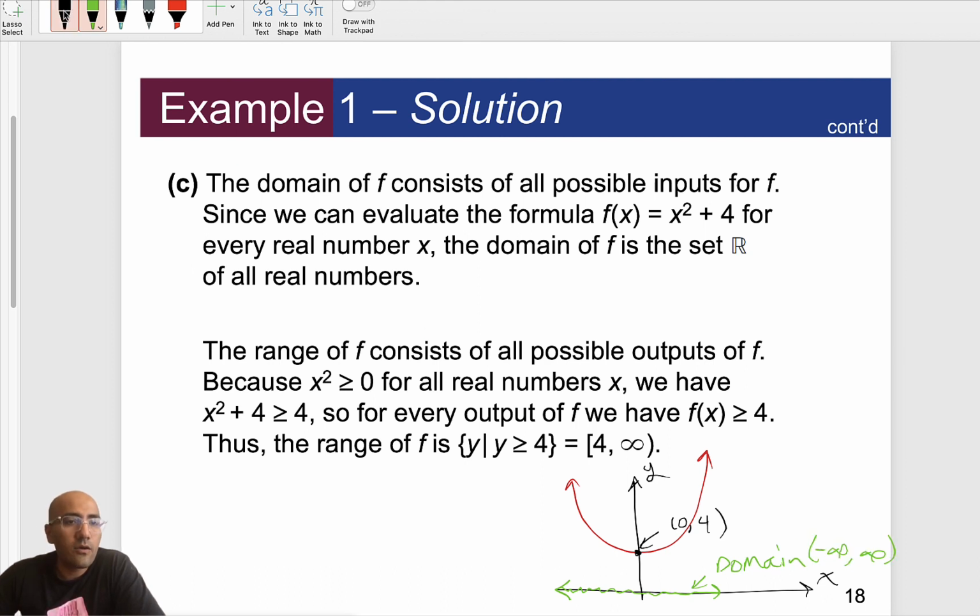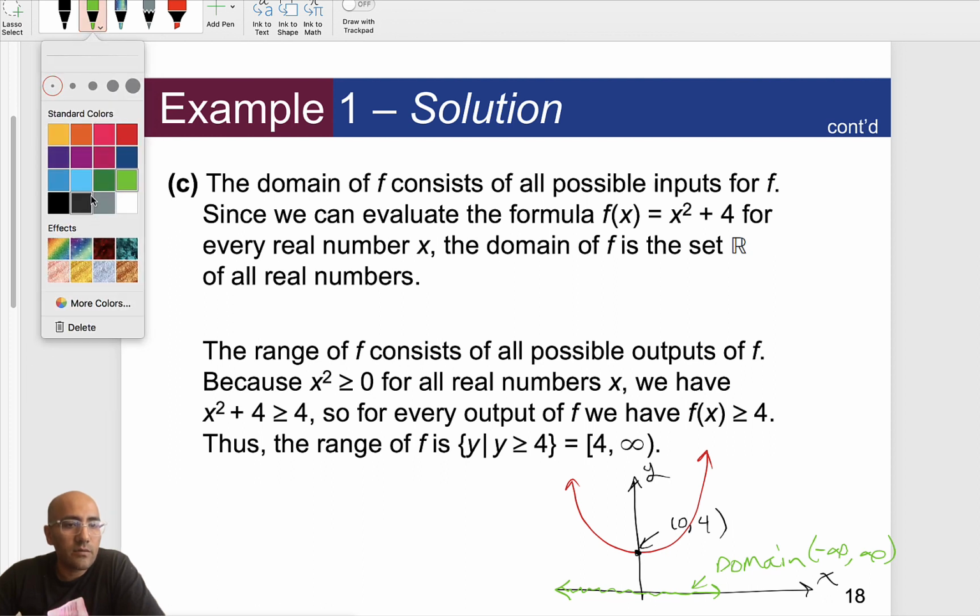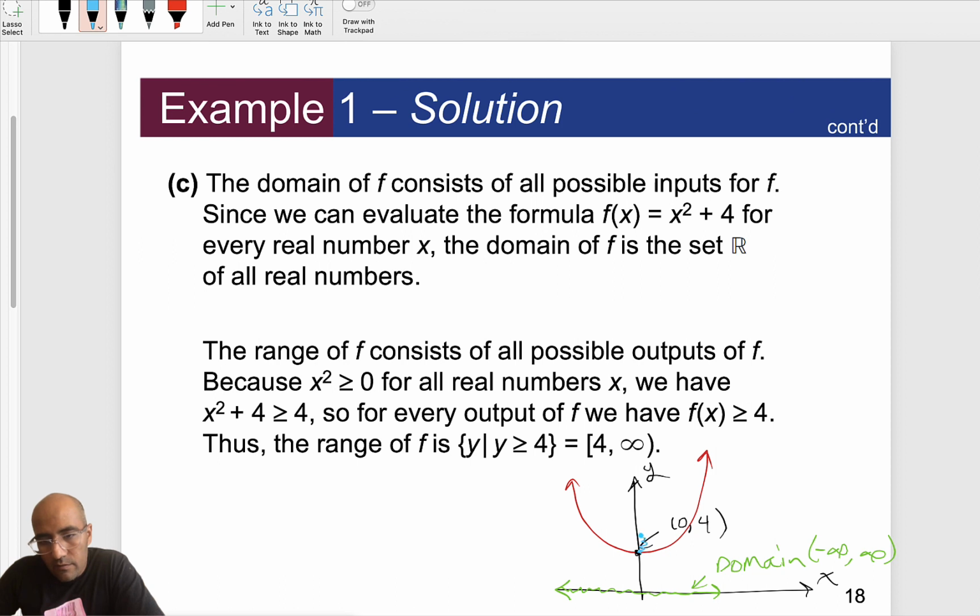On the other hand, the output values, I don't know what would be, how about blue? The output values start here, and they go this way. There's no output value that would ever go into the negatives, right? The output of this could never be -5, for instance. And so these values here are the range. And they start at 4, and they go up to positive infinity.